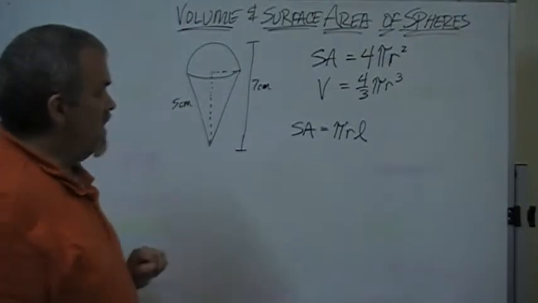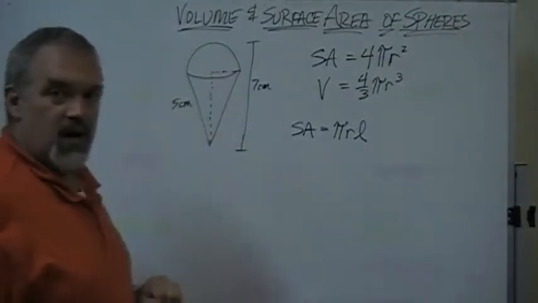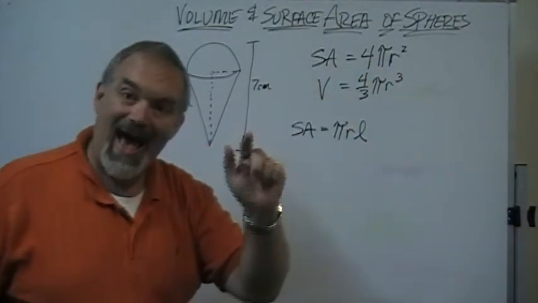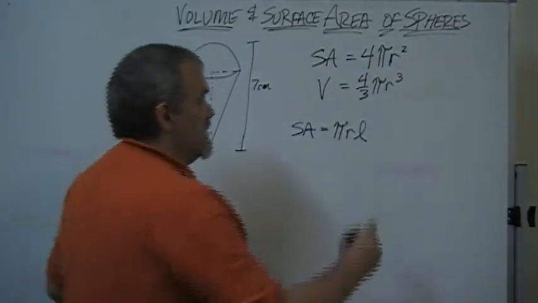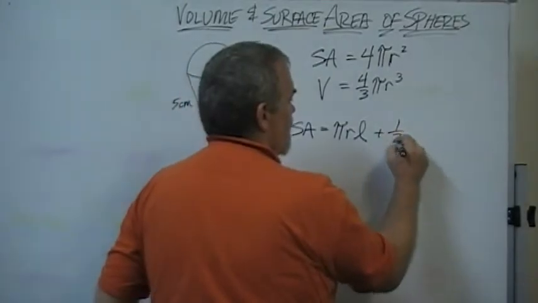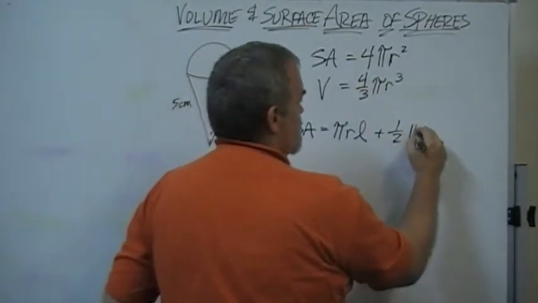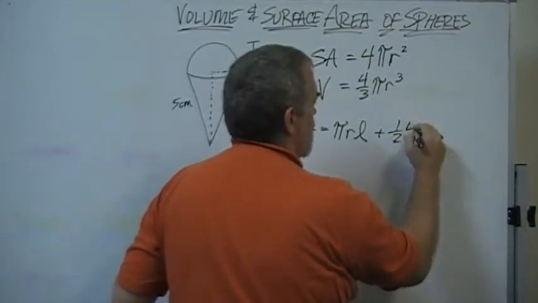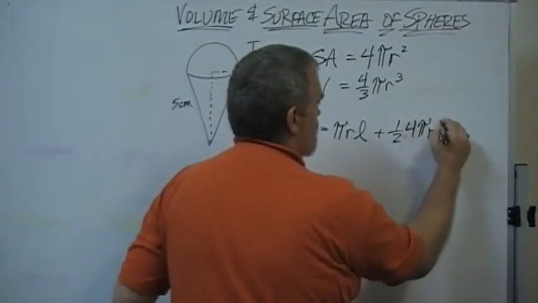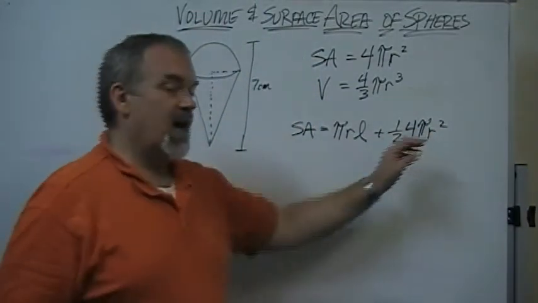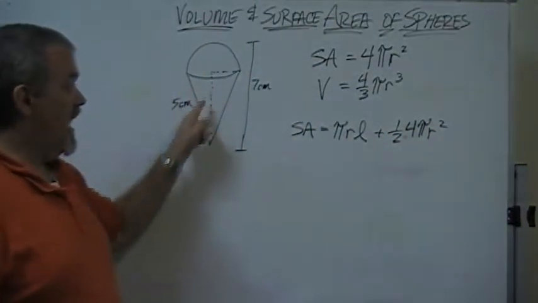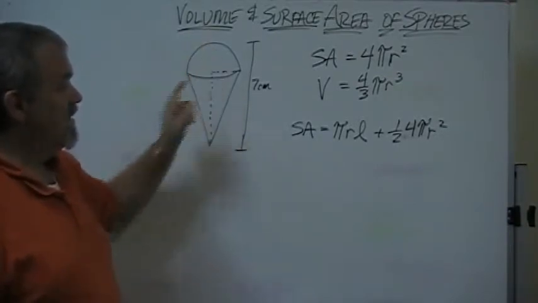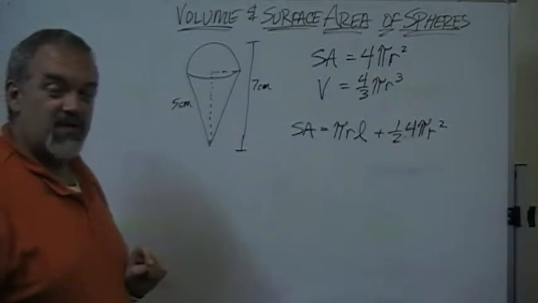Okay? And then we also have a hemisphere. So rather than the full surface area, we only want half of the surface area. So we're going to add half of the surface area, which is 4 pi r squared over 2. And we can work that out. And we have L, this length here, and we also have the radius of the cone, which we should be able to figure out.